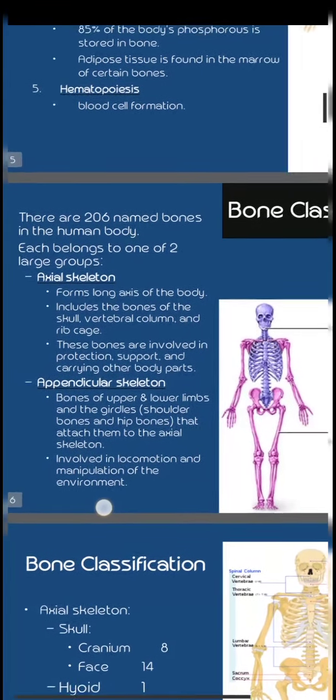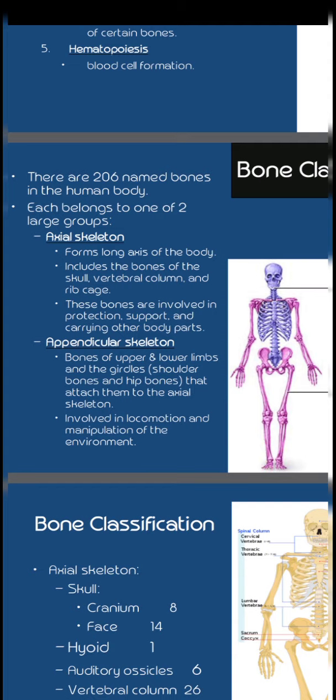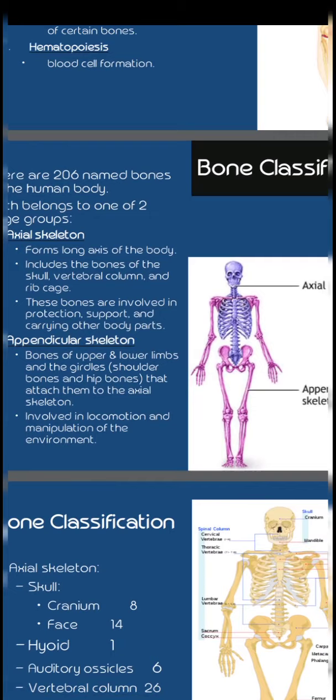So all of these bones, they belong to basically two large groups of skeleton. One is axial skeleton and the other is appendicular skeleton. Axial skeleton is located along the long axis of the body. It includes the bones of skull, the bones of face, the bones of thoracic cavity, and the vertebra. So skull, vertebral column bones, rib cage, they make up axial skeleton.